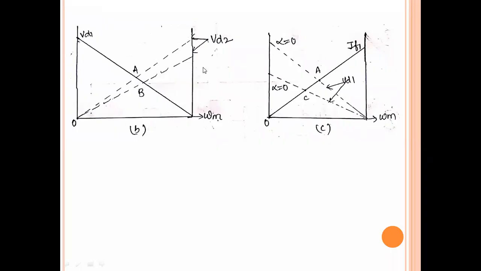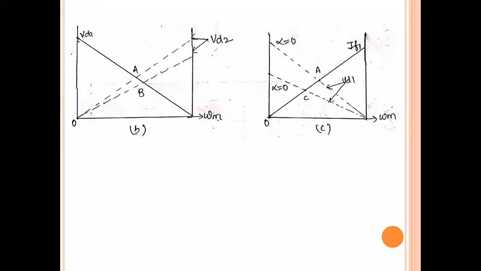here. And this characteristics shows VD1 and VD2, and these two characteristics show IF1 and IF2. So speed control is possible here from synchronous speed to half of the synchronous speed.